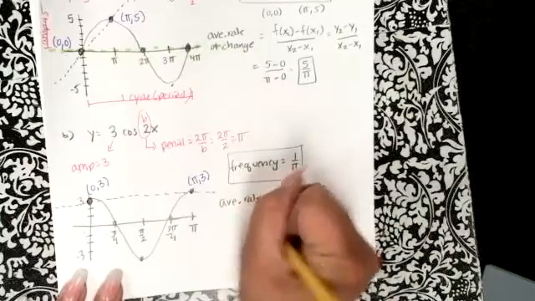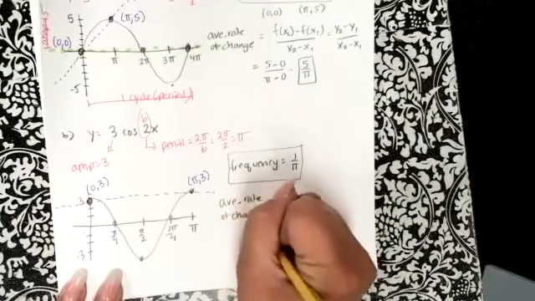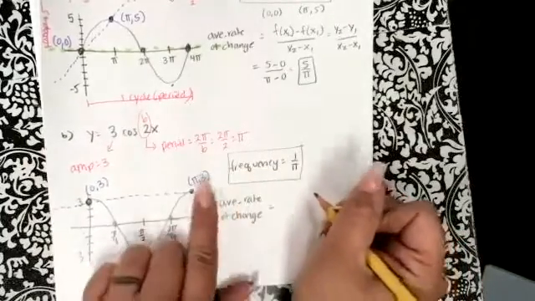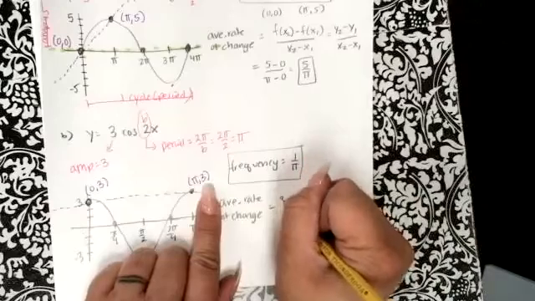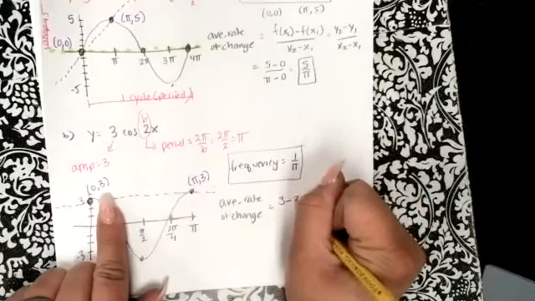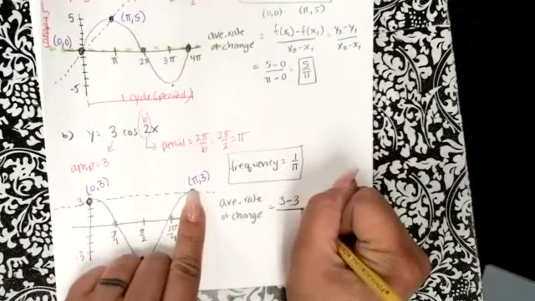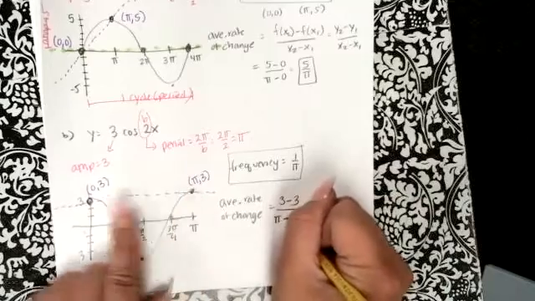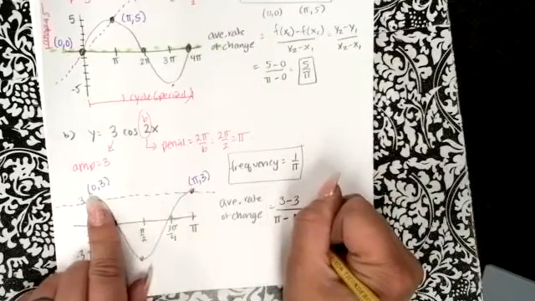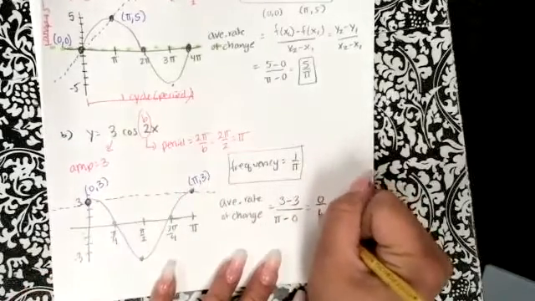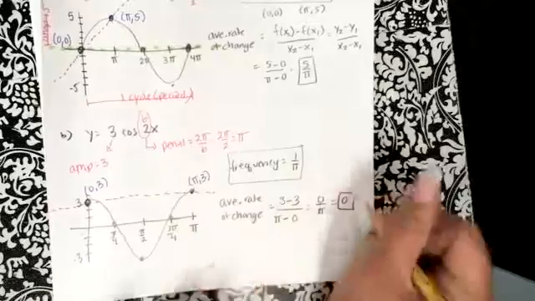Average rate of change. The y2 is going to be the 3. Subtract the y1 is going to be the 3. X2 is going to be the pi. Subtract x1, and then x1 is a 0. So that's 0 over pi, which is just a 0.